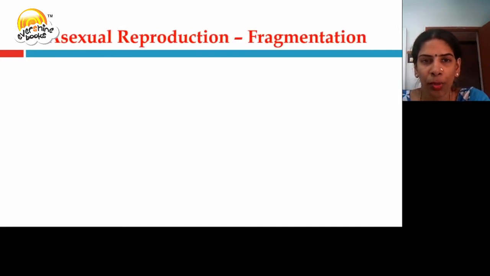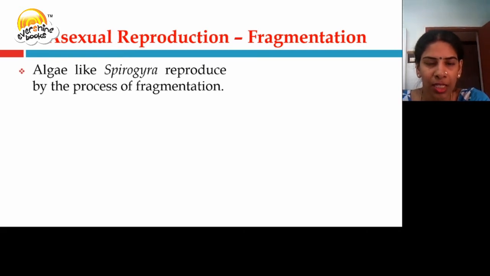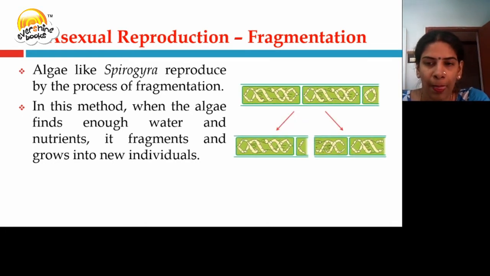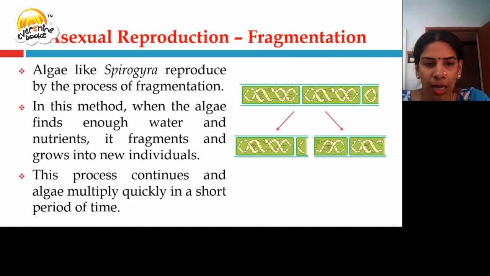Let us see how asexual reproduction takes place by fragmentation. We know that algae like Spirogyra reproduce by the process of fragmentation. In this method, when the algae finds enough water and nutrients, we call this favorable conditions. It begins to fragment and grow into new individuals. Fragment means just breaking down. It just breaks into two individuals. This process continues and algae multiply quickly in a short period of time.